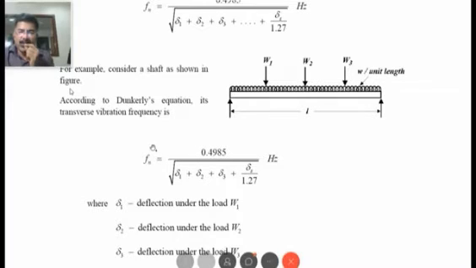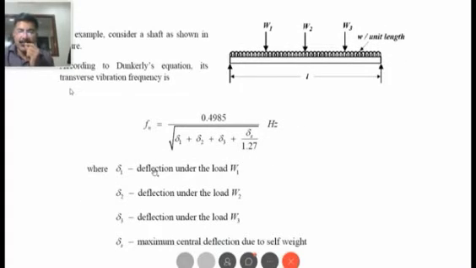Once you get the transverse vibration frequency, that is exactly the same as when you use this as a rotating shaft. This will be the same as the critical speed of the shaft, Fn. But here, Fn is in hertz, that is cycles per second or rotations per second. So per minute, RPM, you have to multiply this Fn by 60, if you want to find out the critical speed in RPM.